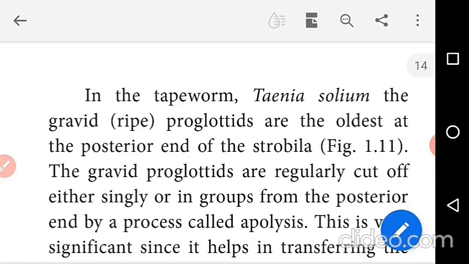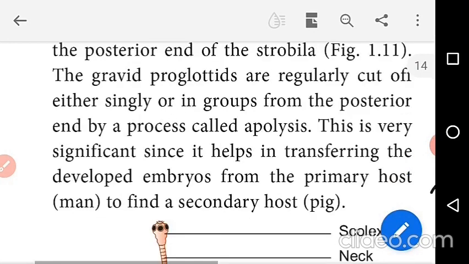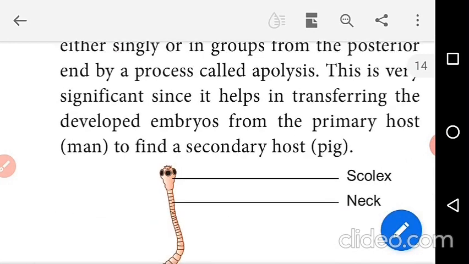In the life cycle of this tapeworm, after apolysis, it is very significant that the development of the embryo is transferred from the primary host, that is man, to the secondary host, known as the pig. So this is also one of the types of asexual reproduction, and it easily transfers from one life cycle to another.